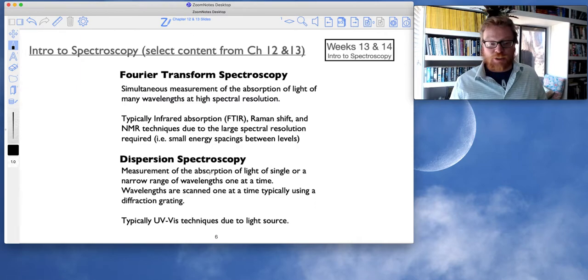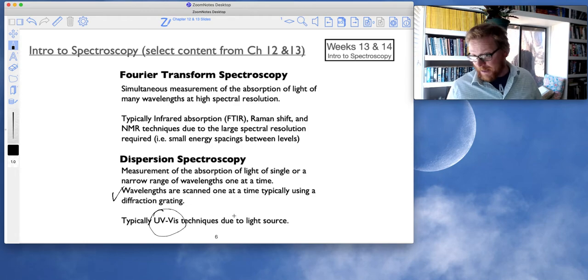So that gets us into describing the two main types of spectroscopy, the Fourier transform technique and the dispersion technique. What I've been describing up to now is the dispersion technique, typically UV vis. In dispersion spectroscopy, it's the measurement of the absorption of light of a single or narrow range of wavelengths one at a time. These wavelengths are typically scanned one at a time using a diffraction grating, right?